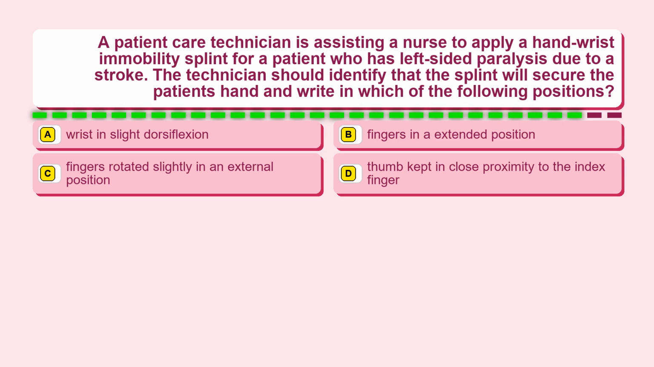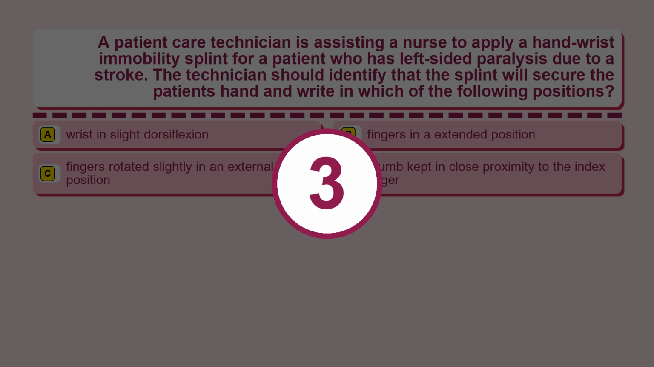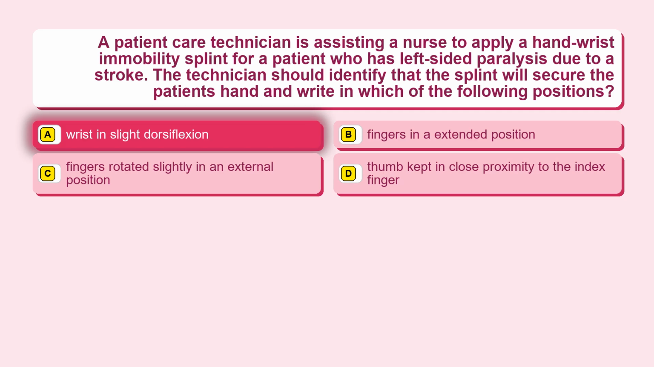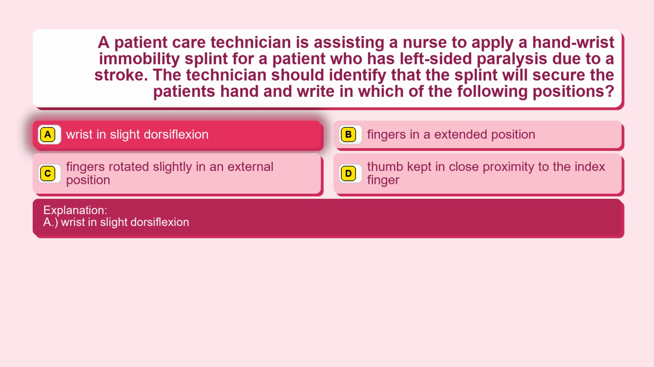Question 15. A patient care technician is assisting a nurse to apply a hand-wrist immobility splint for a patient who has left-sided paralysis due to a stroke. The technician should identify that the splint will secure the patient's hand and wrist in which of the following positions. Option A, wrist in slight dorsiflexion. Option B, fingers in an extended position. Option C, fingers rotated slightly in an external position. Option D, thumb kept in close proximity to the index finger. The correct answer is option A, wrist in slight dorsiflexion.